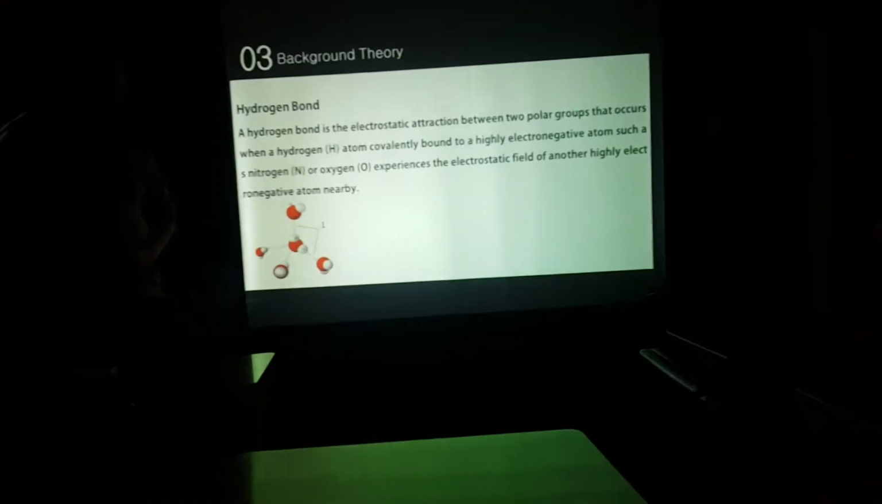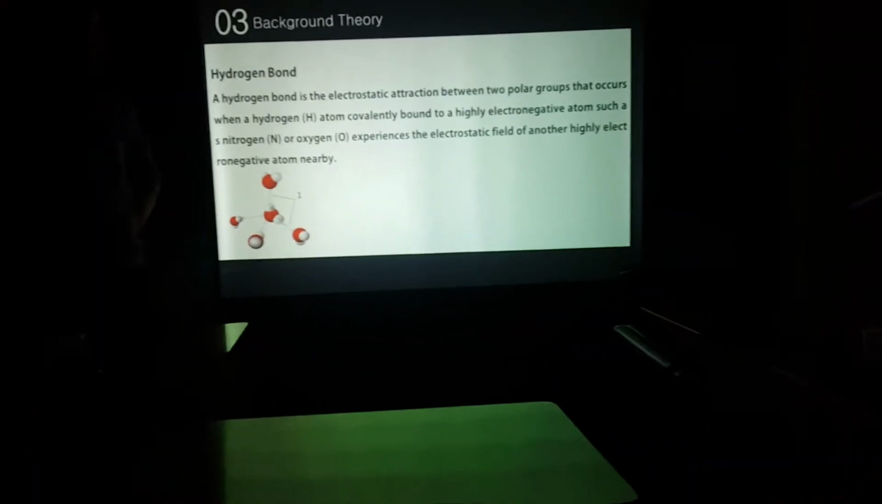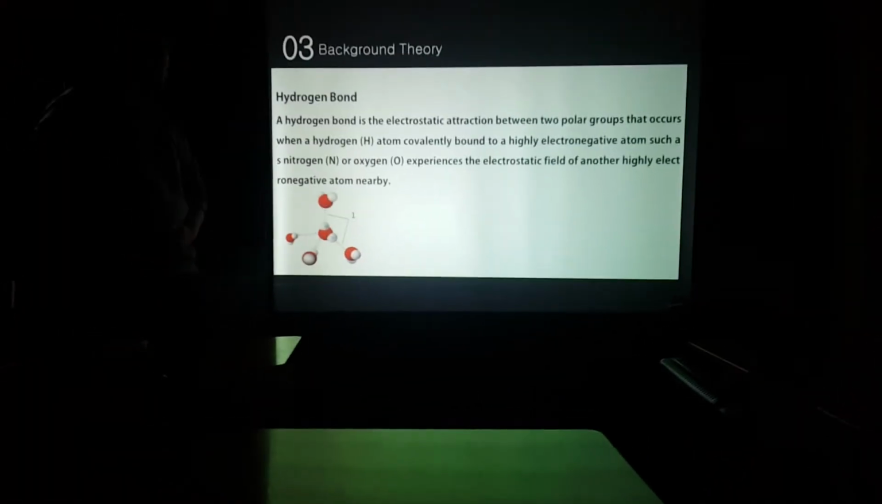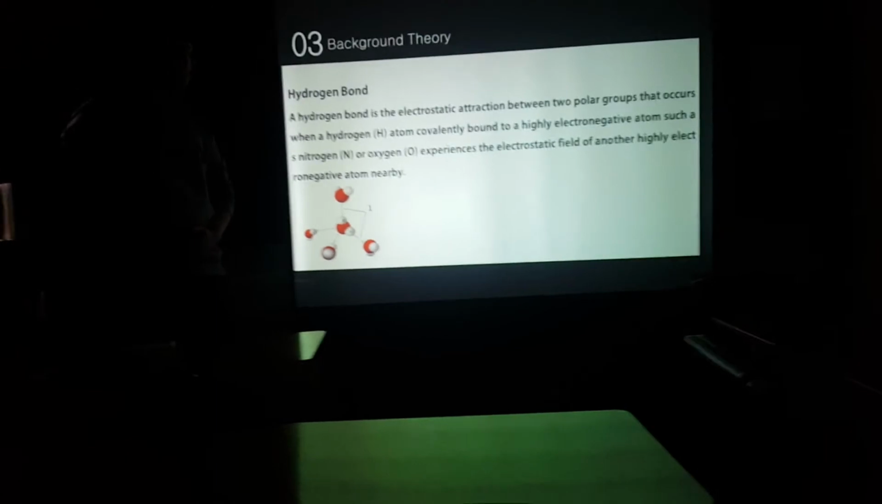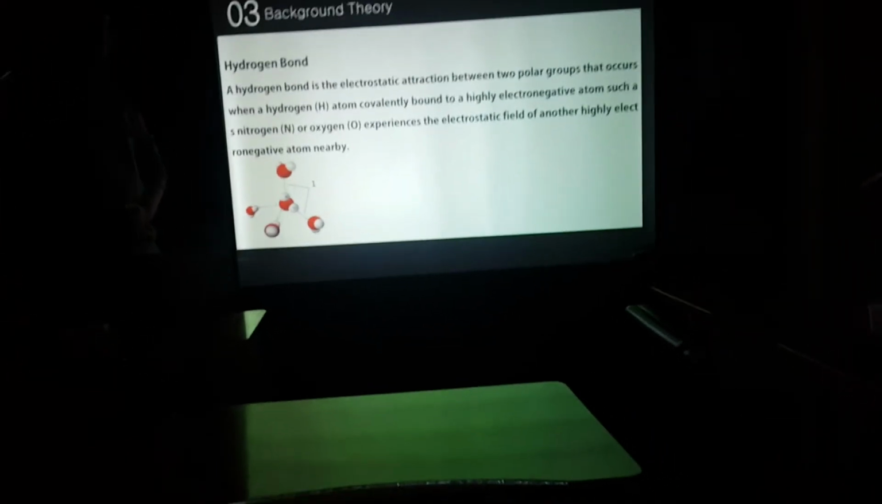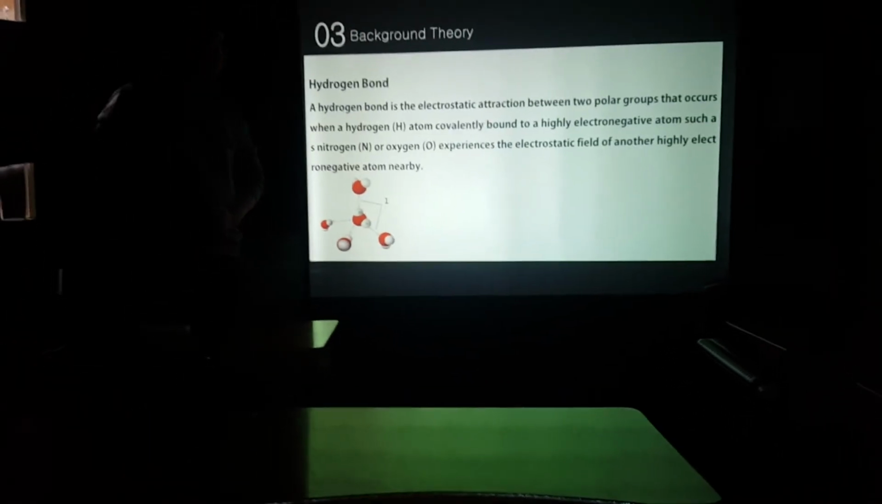The hydrogen bond is the electrostatic attraction between two polar groups that occurs when a hydrogen atom covalently bound to a highly electronegative atom such as nitrogen or oxygen experiences the electrostatic field of another highly electronegative atom nearby.